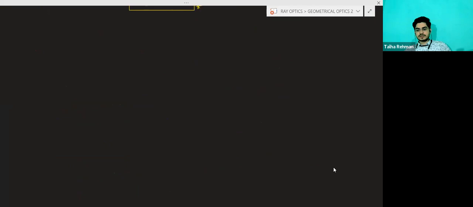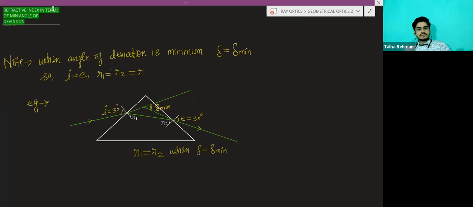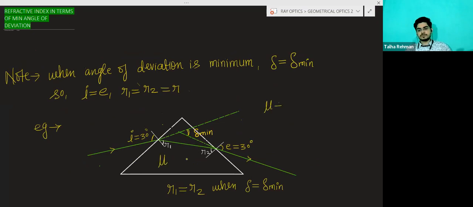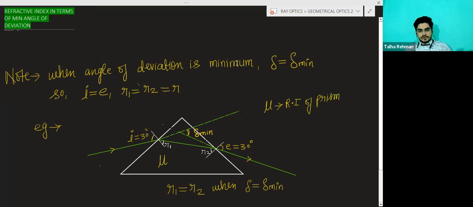So now we will see the refractive index of the prism. So mu is the refractive index of the prism. See what I have written. When the angle of deviation del is minimum, what will happen? You have to remember this. The angle of incidence becomes equal to the angle of emergence, and R1 and R2 also become equal.